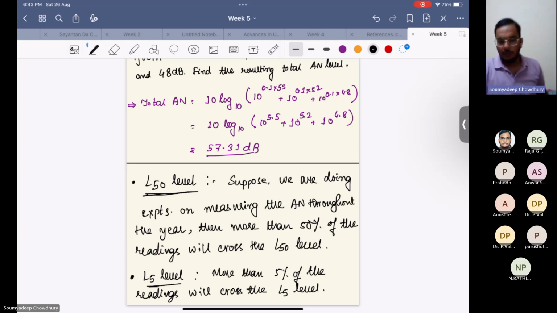After taking all the readings throughout the year, we will check which reading is repeating most, that is, crossing more than 50% of the readings. Suppose we have 10 readings, taking smaller values. We will check which reading is appearing more than 5 times. So that will be my L50 level. And we'll see which reading is crossing more than 5% of the total readings. So that will be my L5 level. Is it clear?